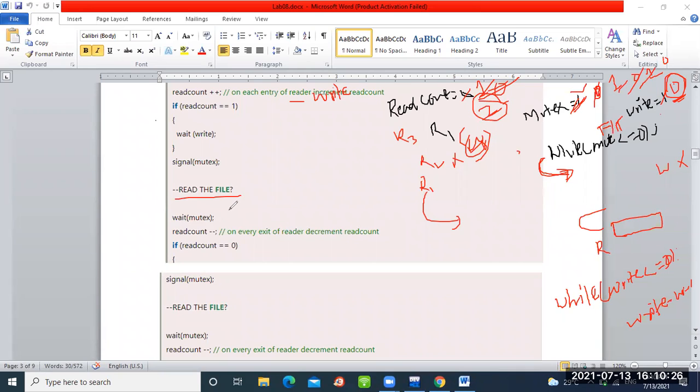Because at any instant of time, why are we always making this mutex 0 and 1? Because at any instant of time, two readers simultaneously cannot exit or two readers simultaneously cannot enter. That is the reason for using this mutex variable. Fine.